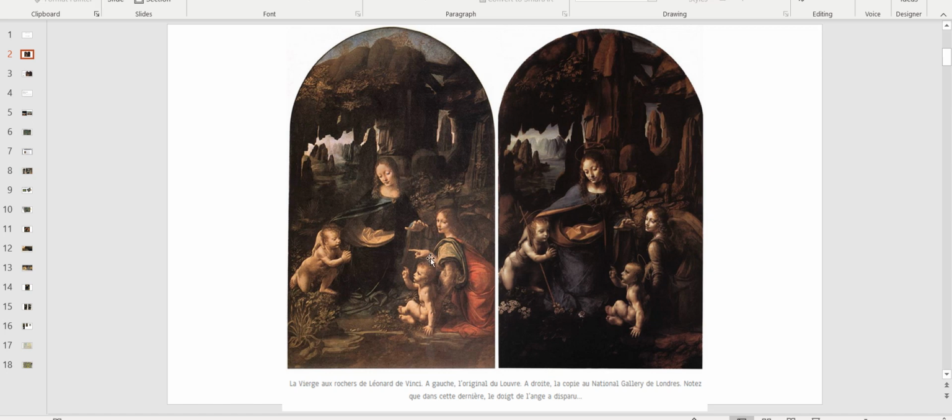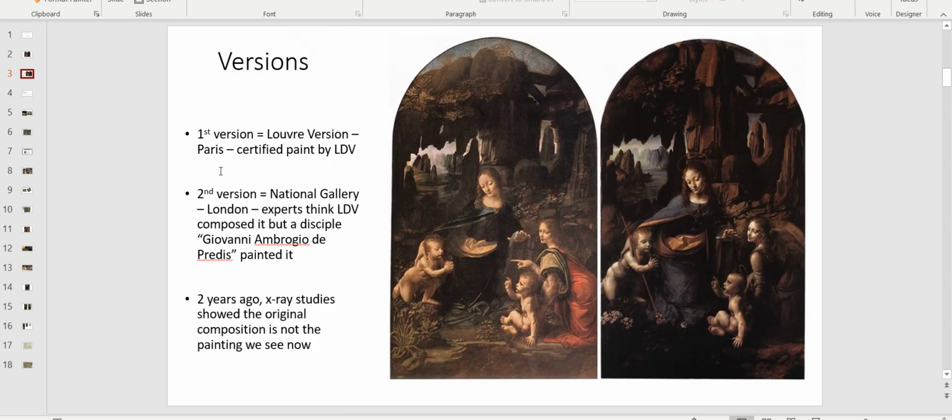So this painting was painted twice. On the left-hand side is the original painting that you can see nowadays at the Louvre Museum. And on the right-hand side is the National Gallery in the UK version, because Da Vinci painted this painting twice. The experts certified that the left-hand side, the original version, was painted by Leonardo because of the timeline where he was and some technique. They have doubts about the second version that came later.